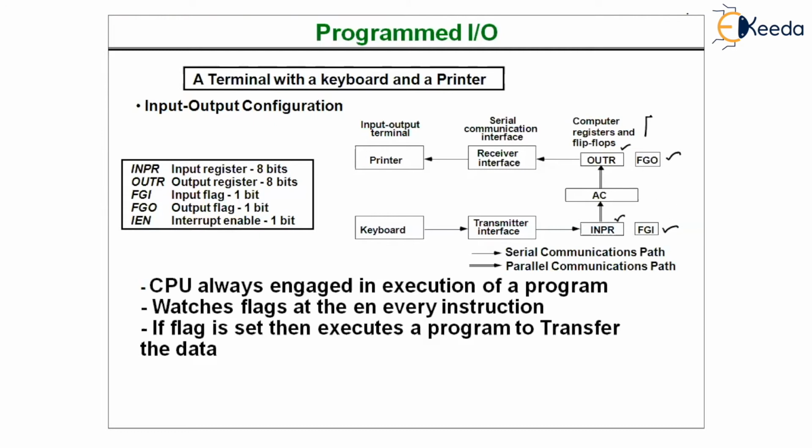Okay, you can see that there is an FGI. Okay, there is an FGO. This is FGO. This is FGI. What are these flags? This is an input flag and this is an output flag. Sir, what are these flags? Please explain. Sure, I will.